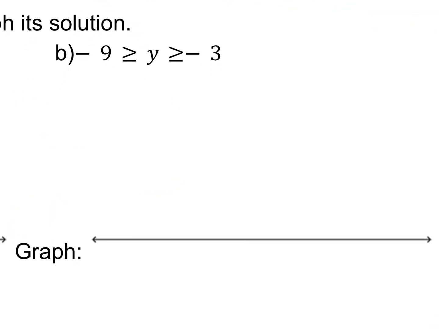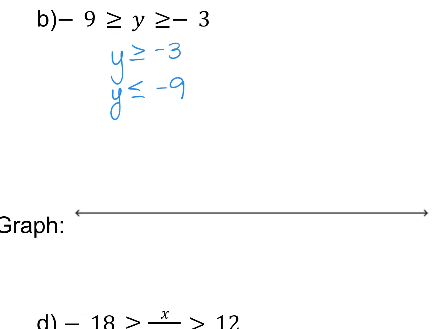So I'm just going to rewrite them. We have y is, I'll do the easy one first, greater than or equal to -3. And then y is, and it needs to be pointing at the y for the second part, less than or equal to -9. And it's super easy to mess those up, so be very careful.